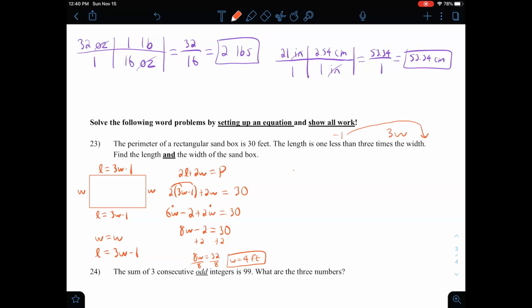And we're almost done. We know W equals 4 feet. We also know the length equals 3W minus 1 because we found that out. So we're going to plug in 4 for W. So 3 times 4 minus 1. So L equals 12 minus 1. So L is going to equal 11 feet. And there we go.